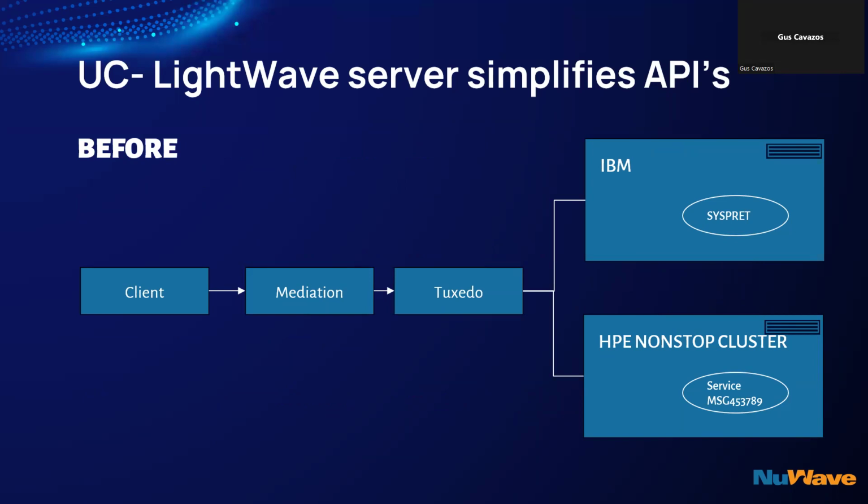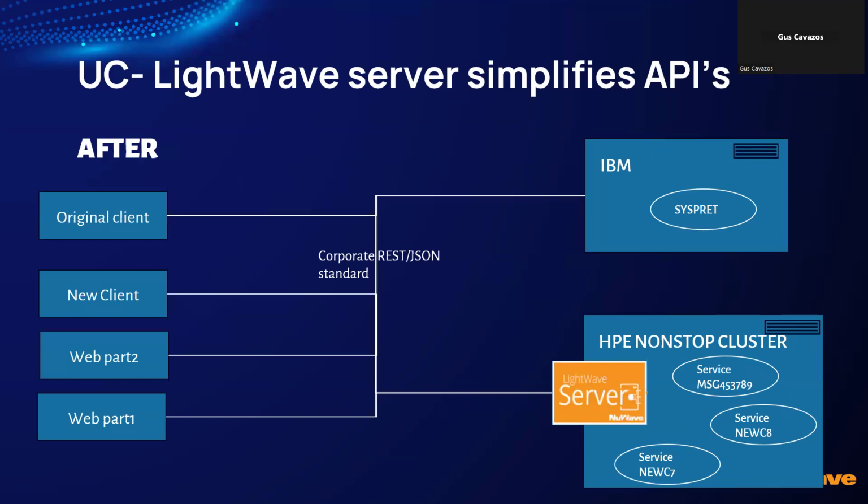So before, they had a client and a mediation interface talking to Tuxedo, and that one talked to an IBM mainframe and to the NonStop cluster. And the after slide shows now all of the clients on the left side using REST, the corporate standard REST JSON, and talking to their own interfaces within the IBM and the NonStop. And this is nice because even the HP guys said, hey, we're using this, we can export new services under REST. So they're providing new services to their underlying company to make them available for other clients within the company.